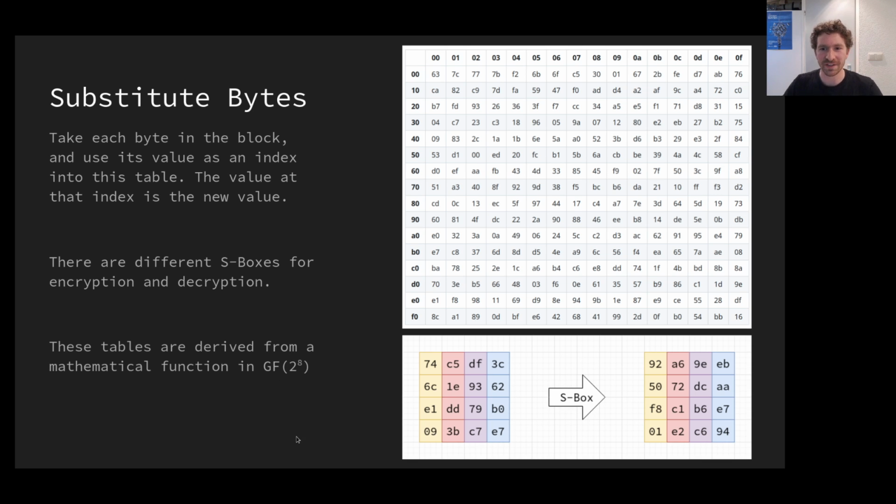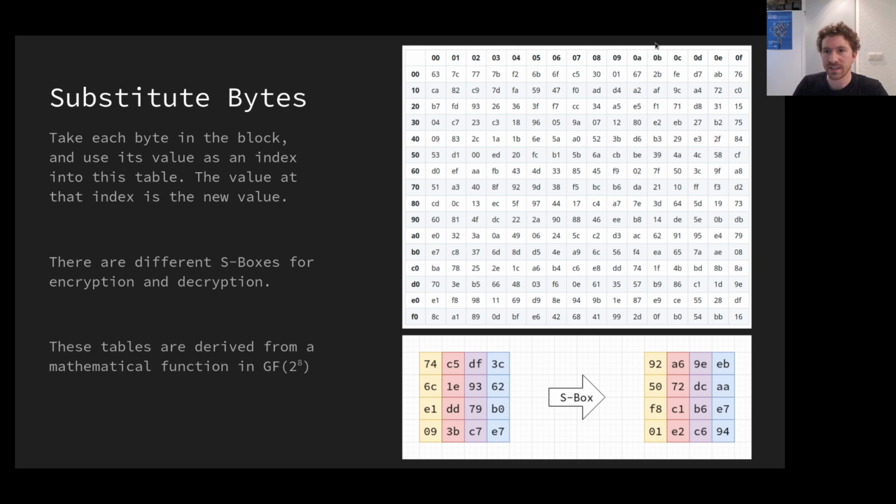So the first one is the substitute bytes step. And I told you, it is literally just taking a table of information. So here we have 256 bytes in a table, and you basically say, hey, I've got the byte 74 here in my block. This is my block. My first byte is 74, so I go to my table and find the 7 here, and I move along until I find the 4, and that's the byte that I replace that with. I replace it here with hex 92, so that's what we get out on the other side. We do that process for every byte inside the block.